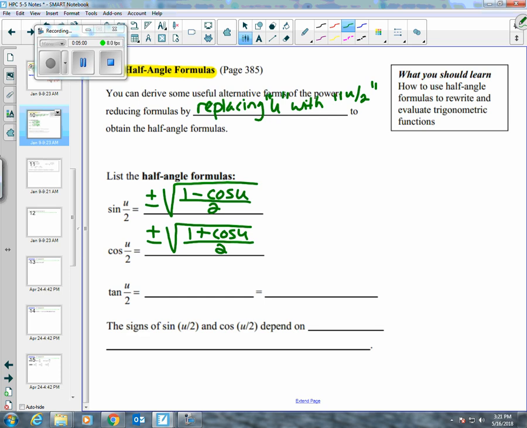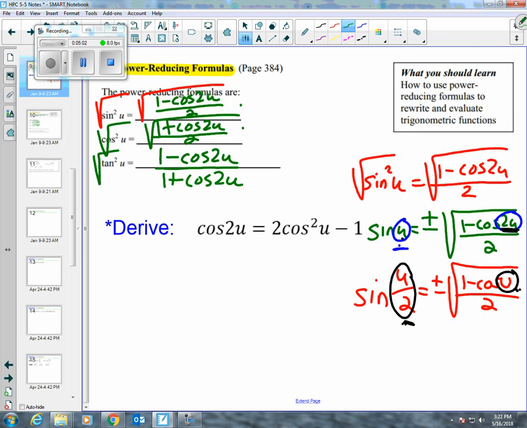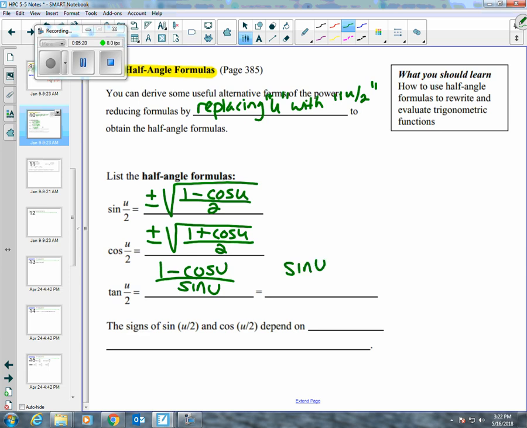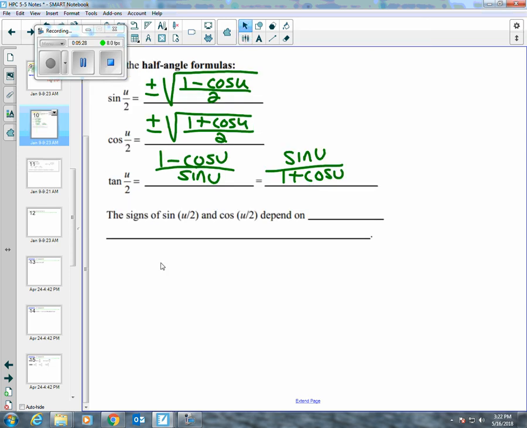Now for tangent, I'm going to go back to the original here. When we square root both sides for tangent, you get the square root of a fraction, which you have to rationalize, and you can do some substitutions. What you end up getting are two different versions for tangent. We can do 1 minus cosine of u over sine of u, or we can do sine of u over 1 plus cosine of u. This comes from rationalizing and doing some substitutions. You get down to two different options, so we're going to talk about different choices that we might want to make depending on what the numbers are.